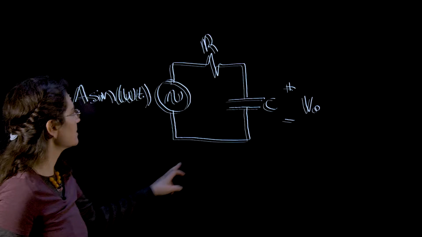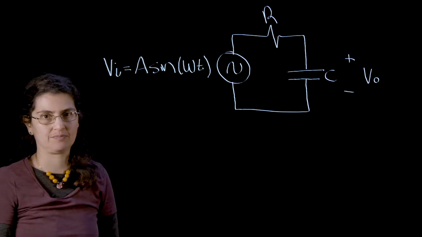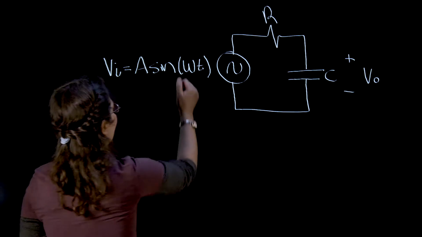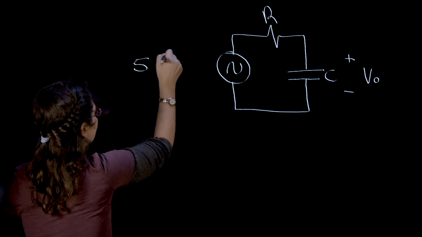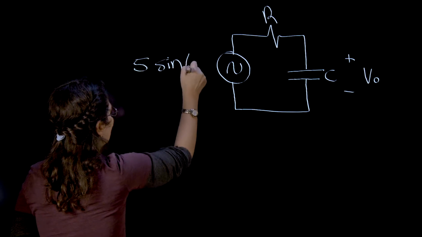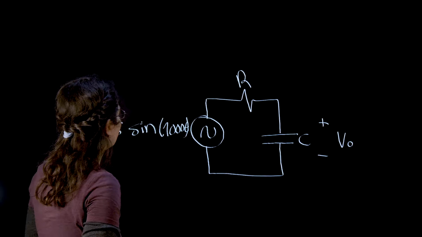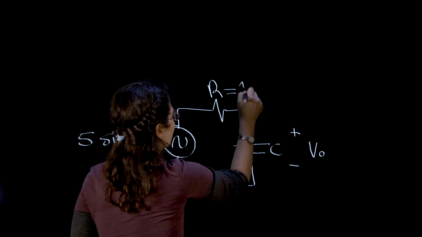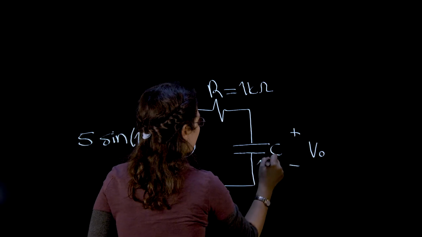Hi, in this video we're going to show a small example about how to calculate my RC circuit when I have a sinusoidal input of a particular frequency. So in this case, our input voltage is going to be 5 sine of 1000 t. Our resistance is going to be 1 kilo ohm, and our capacitor is going to be 1 microfarad.